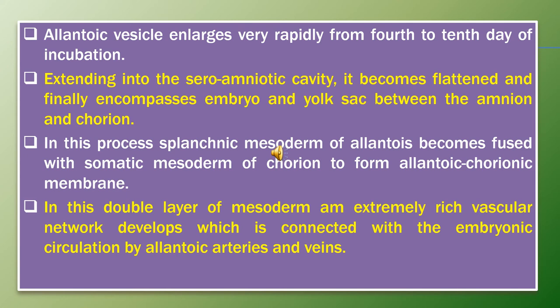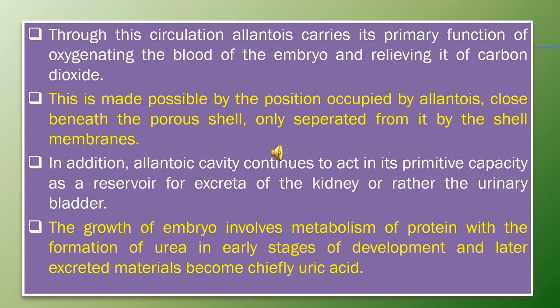In this double layer of mesoderm, an extremely rich vascular network develops, which is connected with the embryonic circulation by allantoic arteries and veins. Through this circulation, the allantois carries out its primary function of oxygenating the blood of the embryo and relieving it of carbon dioxide. This is made possible by the position occupied by the allantois close beneath the porous shell, only separated from it by the shell membrane. In addition, the allantoic cavity continues to act in its primitive capacity as a reservoir for excreta of the kidney, or rather the urinary bladder.